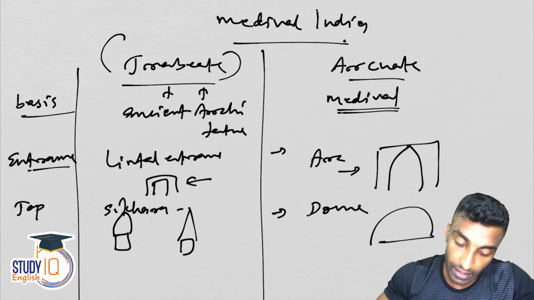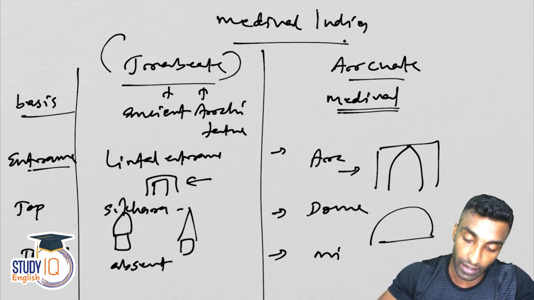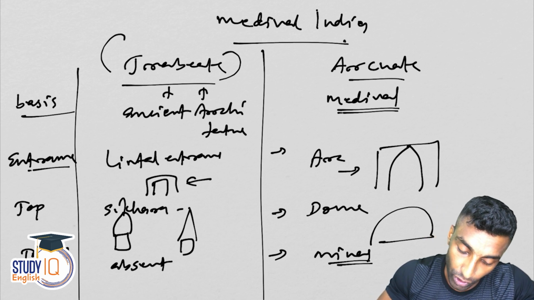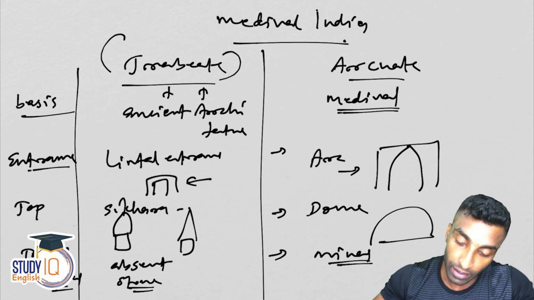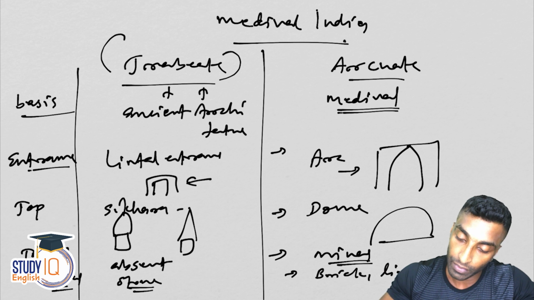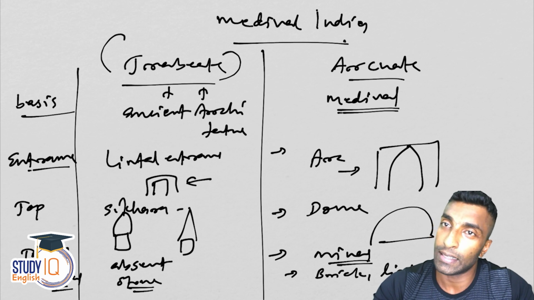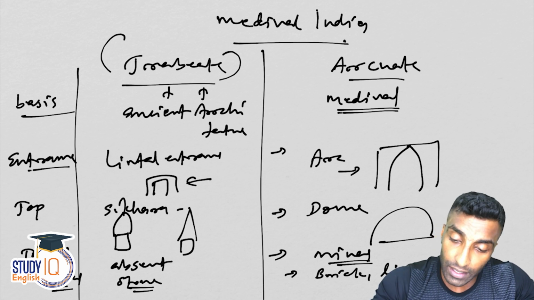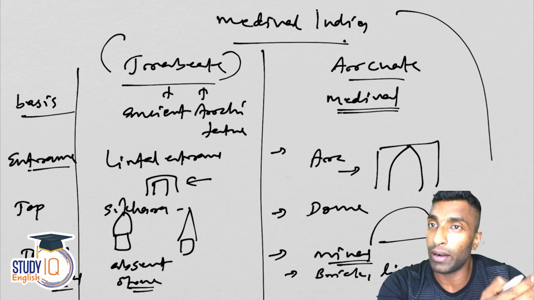And how about the towers? In ancient, towers are absent. Here you will find the minar. What about the material used? In ancient it will be mainly stone, but when it comes to medieval, you will see brick, lime, and mortar. Mortar is a mix of sand, cement, some small stones, etc. This started being used from the medieval time onwards. So this is the main difference between the trabeate and arcuate styles of architecture, one in the ancient and the other related to the medieval.